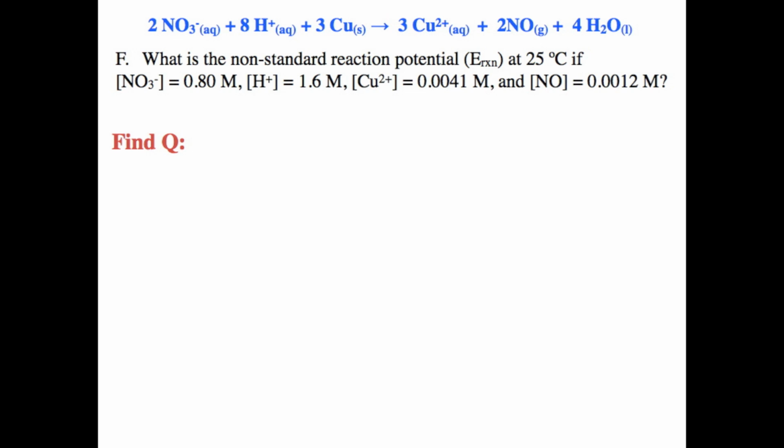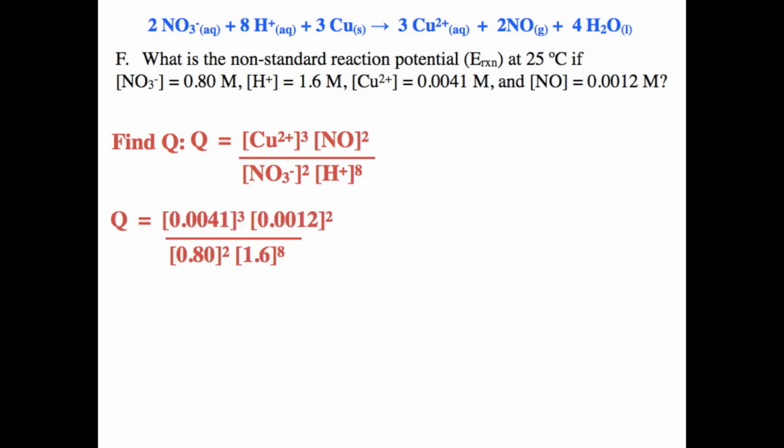The reaction quotient Q can be expressed by the concentration of product over the reactant. The exponents can be determined from the coefficients in the balanced chemical equation. Water and copper are not included in the Q expression because they are in liquid and solid state. The concentrations of all species are given. If you plug in all the values, you should obtain a Q value of 3.6 times 10 to the negative 15.